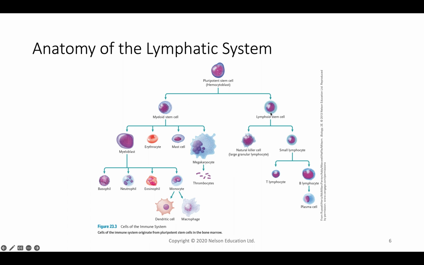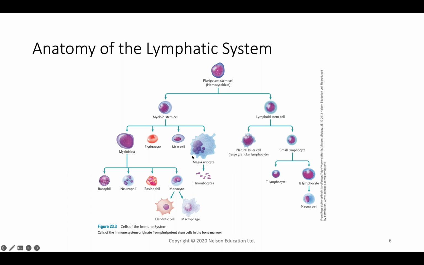So the first split is going to be into the lymphoid cell line, which is then going to become T lymphocytes and B lymphocytes, plasma cells, natural killer cells. And then the other cell line is going to be the myeloid stem cell line, which eventually will become myeloblast cells, which can differentiate into different types of white blood cells, basophils, neutrophils, eosinophils, etc., or red blood cells, which are erythrocytes. And then we can also have mast cells, which are involved in the immune response. We'll talk about how in a minute.